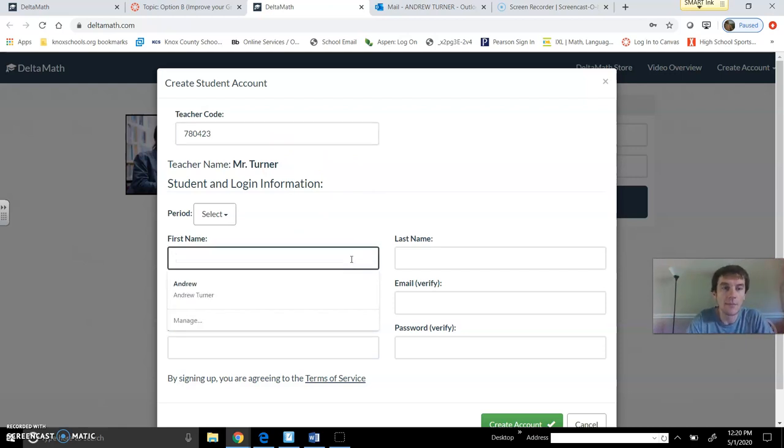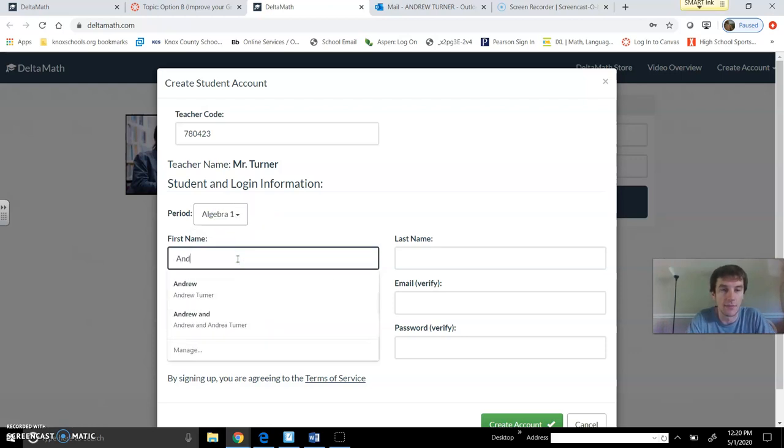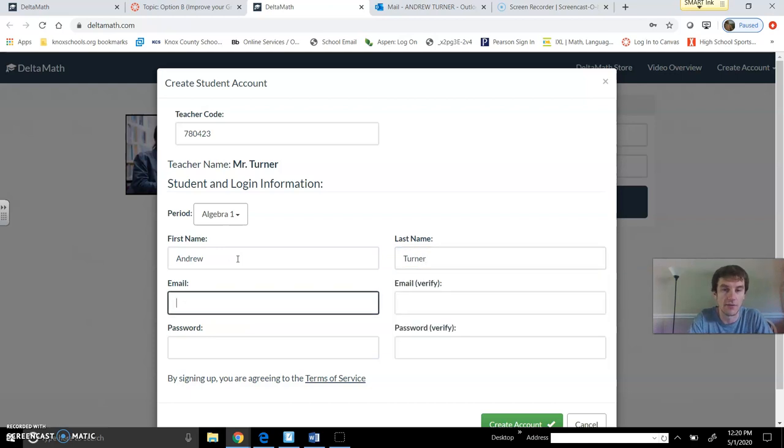And so I'm going to select Algebra 1 as the period, and I'm going to start typing in my first and last name, which should be your first and last name. This is just an example. I'm going to use this as an account that I can log in to each day from the student view to support you.